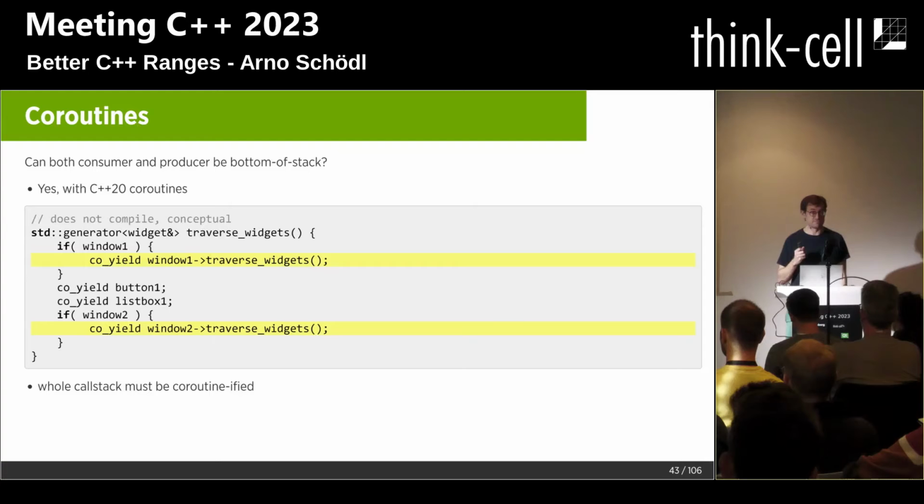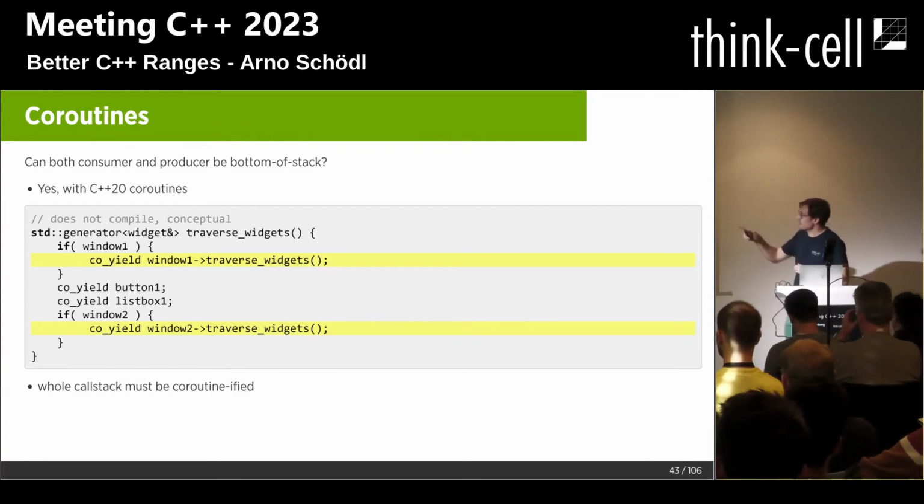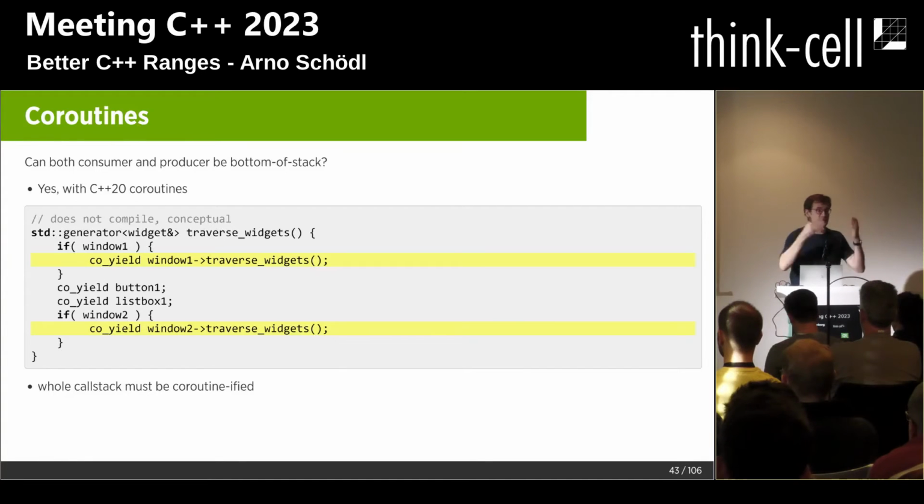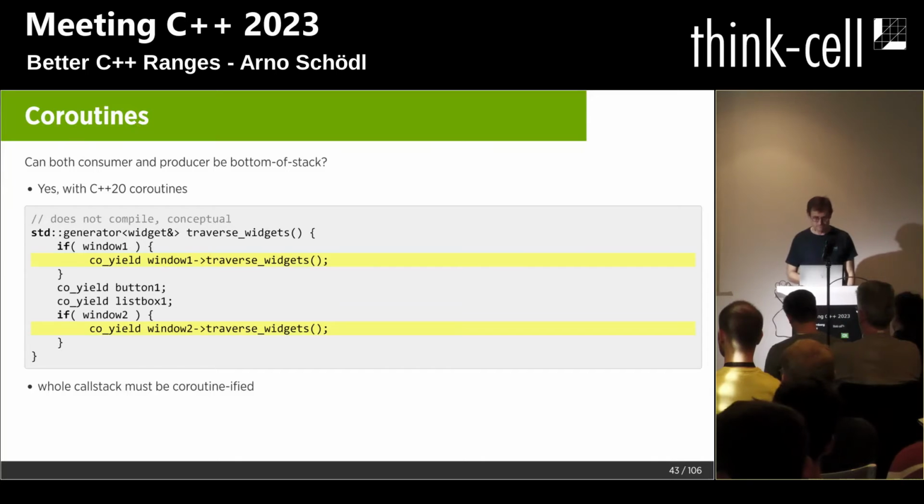And that's one of my big gripes with coroutines, that you essentially have to coroutinify your whole code base in order to use coroutines. In particular, imagine that this traverse widgets, if it's a custom function, that's possible. But what if I want to use algorithms here? What if I want to use generic functions? I would have to have them in two versions, one being coroutine and one for non-coroutines. Kind of weird, strange. So you have to coroutinify your call stack.